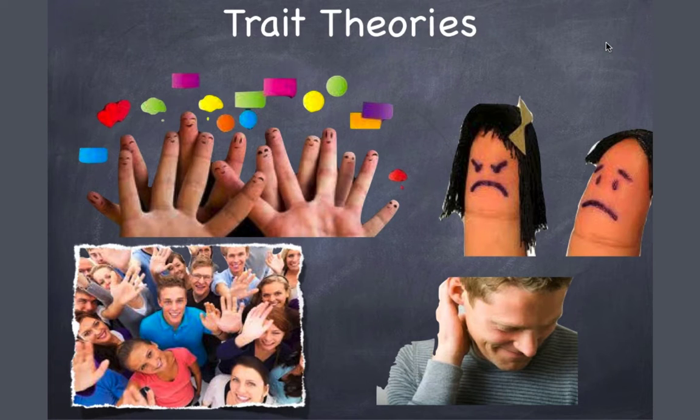Okay, what we're going to look at here is starting at trait theories. Now, a trait is a stable and consistent personal characteristic used to describe or explain personality. You might be considered sociable, moody, shy, friendly. These would be traits. So trait theory is an attempt to explain personality and differences among people in terms of personal characteristics. And they are fundamental building blocks of personality.